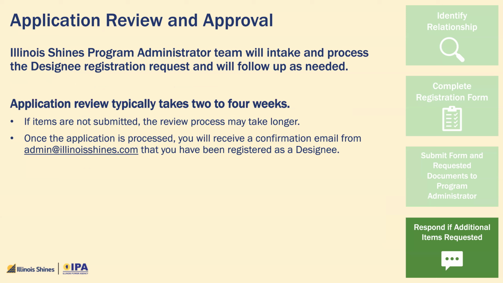Once all items are received, application review will take 2 to 4 weeks. The Illinois Shines Program Administrator will intake and process the registration request and will follow up as needed if any other clarification is needed on the application. If items are not submitted, the review process may take longer than these 2 to 4 weeks. And once it is processed, you will receive a confirmation email from admin@illinoisshines.com that you have been registered as a designee, along with a designee ID in the program.